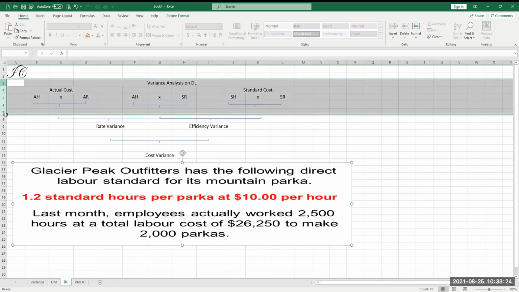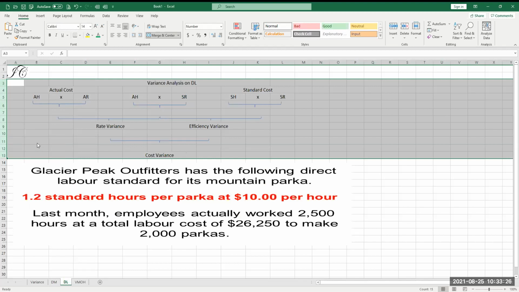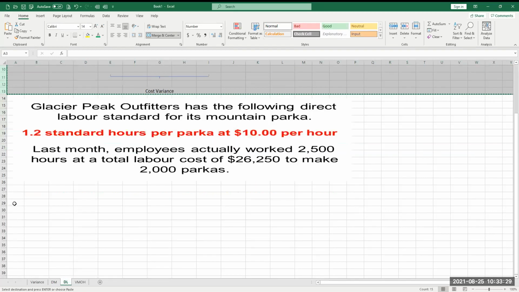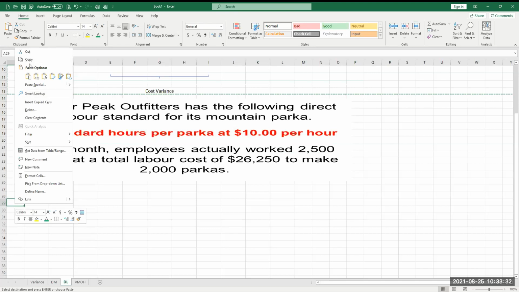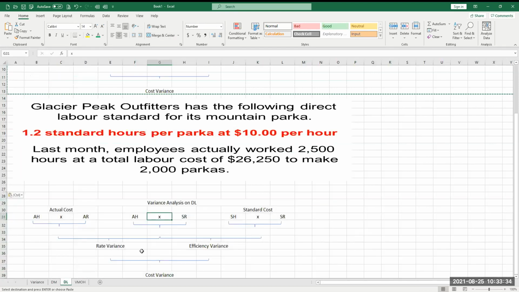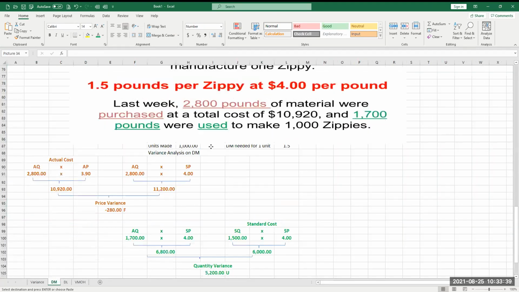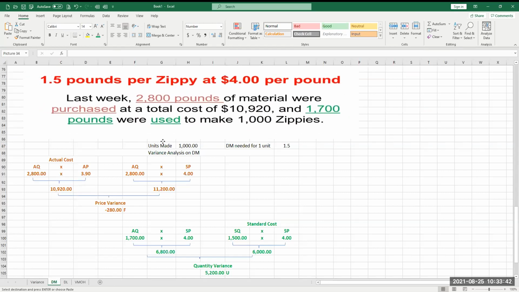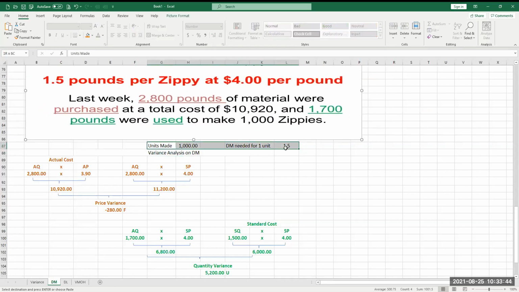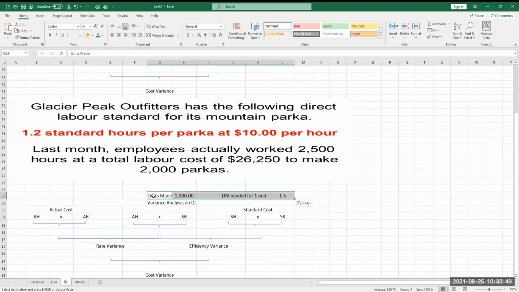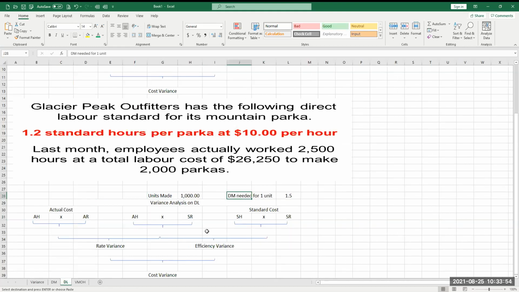So I'm going to copy this chart and flip it right in here. The last piece that's left for us is this information here, which I also need, and that will be pasted right here. So let's go. The company has the following direct labor standards for the mountain park.